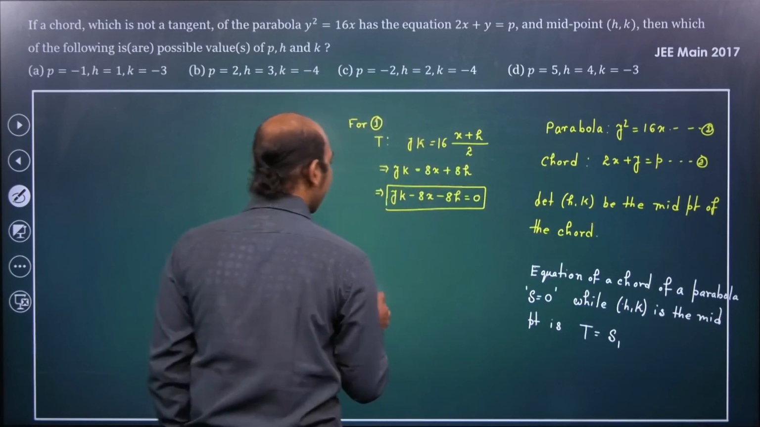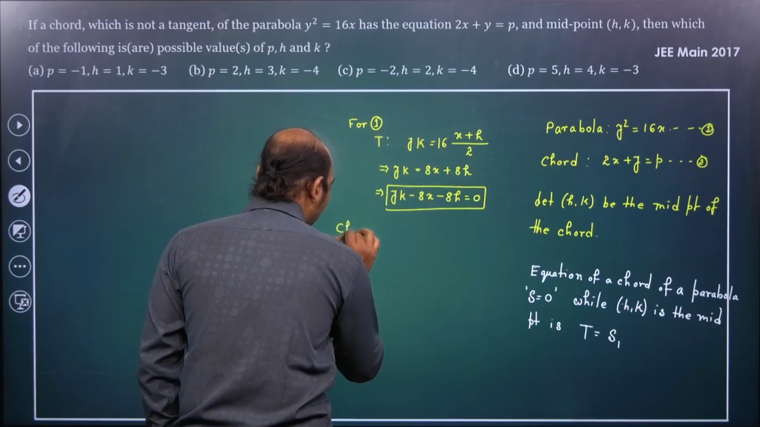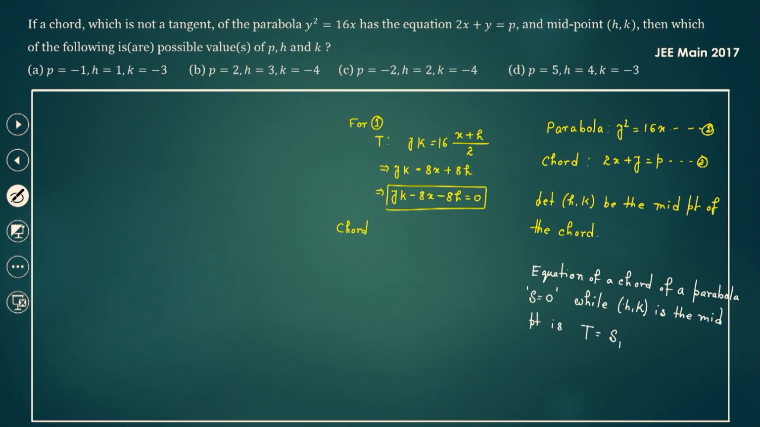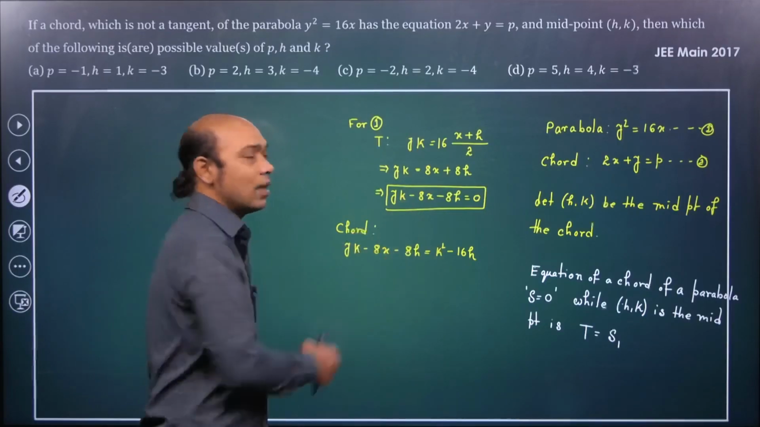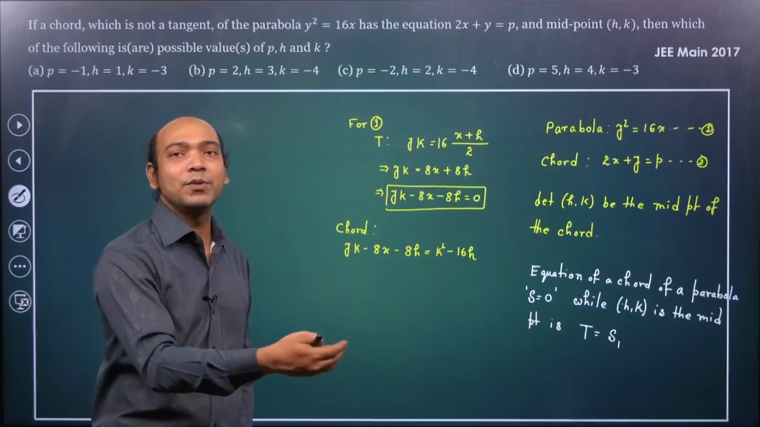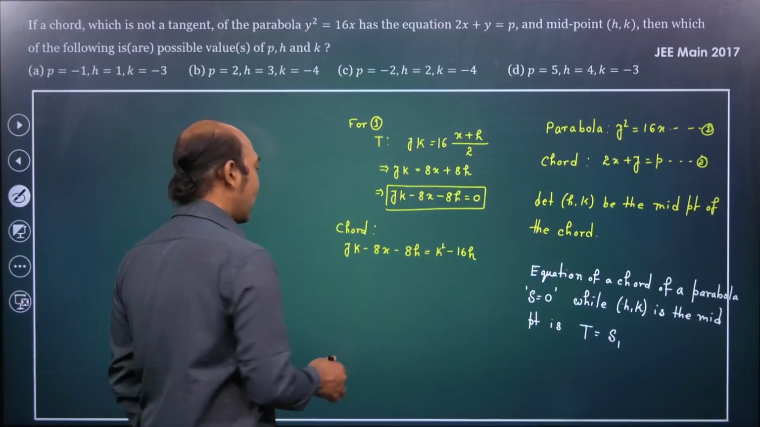Using that info, the chord is yk minus 8x minus 8h equal to S1. S1 means k square minus 16h. So this is the equation of a chord. That's the easiest way to find it out. Now obviously we'll rearrange it in the ax plus by plus c form. Let's go ahead and do that.